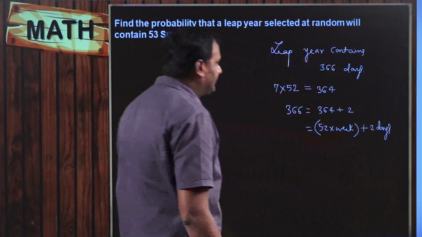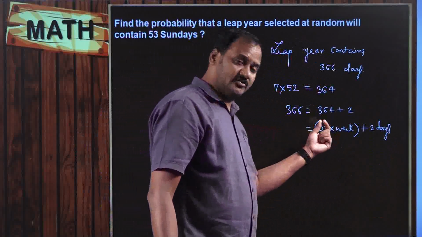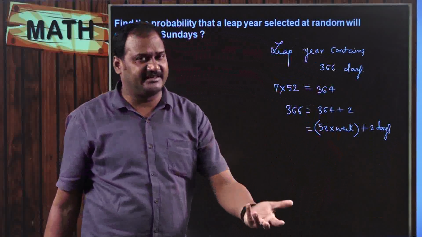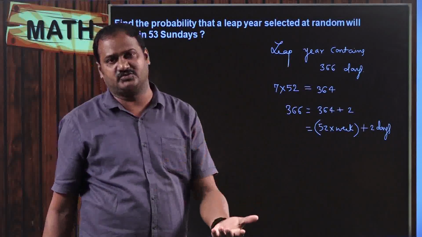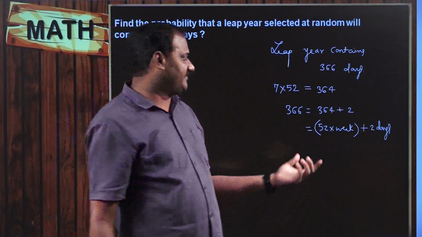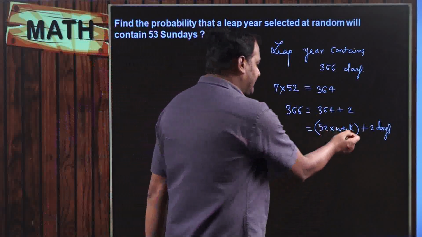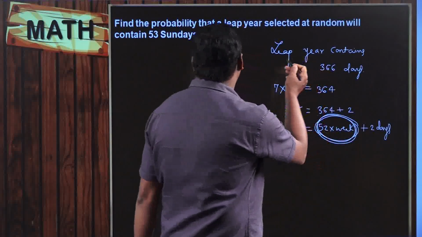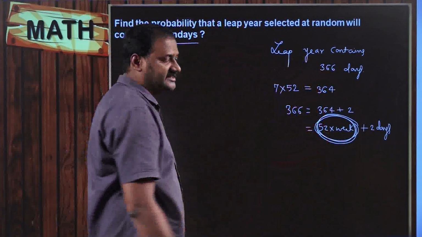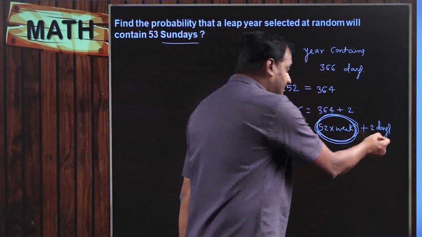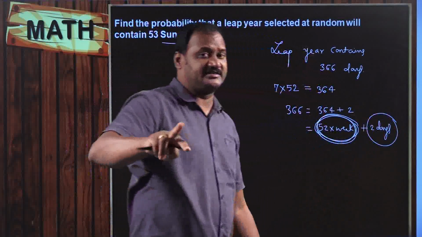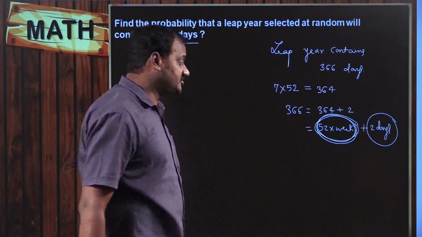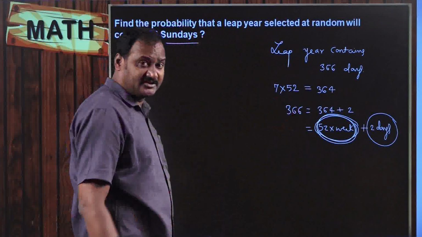So every leap year has 52 weeks. In every single week, definitely there is a Sunday, a Monday, a Tuesday, a Wednesday, a Saturday, right? Every single week there is a Sunday. So what does it mean? The remaining 2 days are 2 consecutive days. So what are those 2 consecutive days?